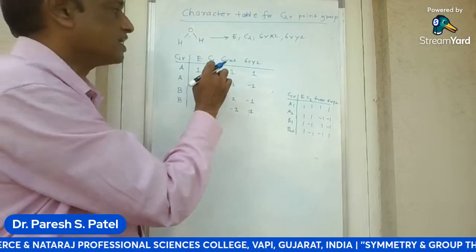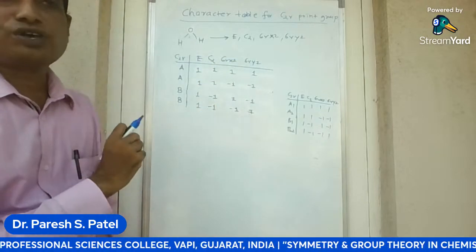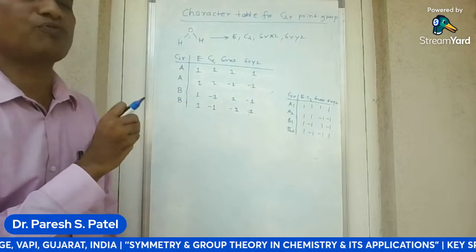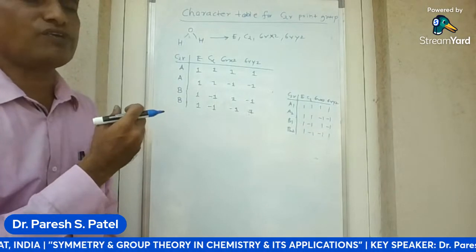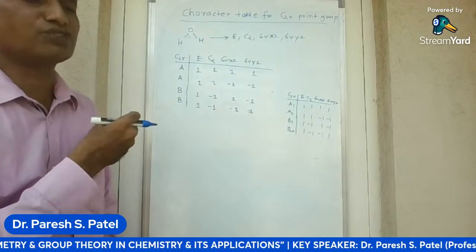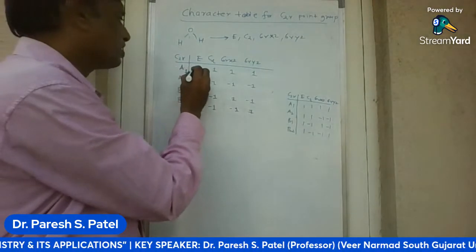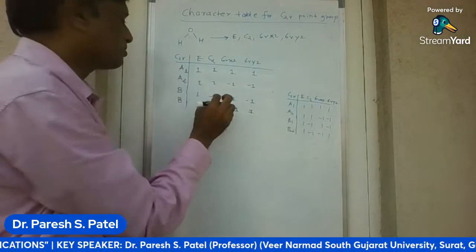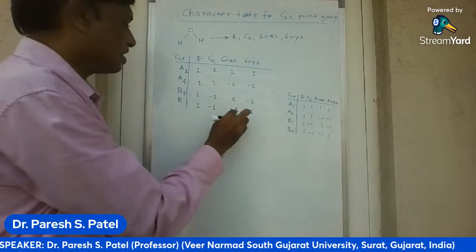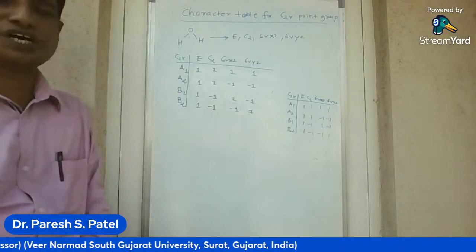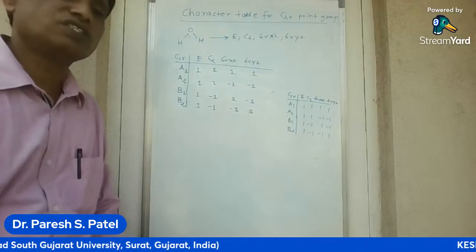So next one is character sigma xz. If the value for character sigma xz is plus 1, then subscript 1 can be used. And if the value for character sigma v xz is minus 1, then subscript 2 can be used. Here 1 means subscript 1. Here minus 1 means subscript 2 can be used. Here 1 and here minus 1 means 2 can be used. So this is how to construct the character table for C2V point group.